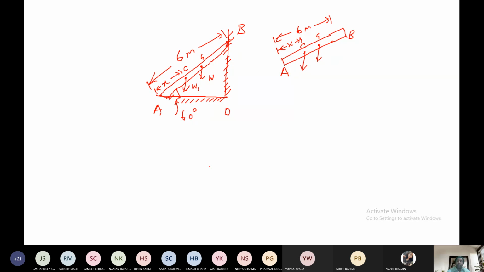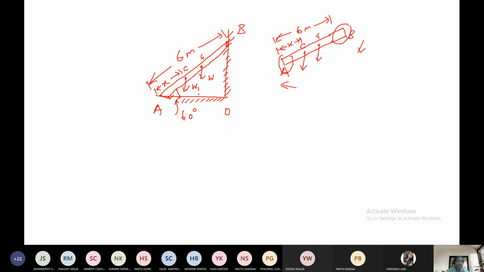What is important in the ladder problem is that you have to see the motion of the ladder, in which direction it is moving. Can you imagine the situation here? When the ladder is slipping, what will happen? This end of the ladder B will move down, and this end of the ladder A will move to this side. It is a simple concept. So when the slipping starts, it will come down and it will move to the left-hand side. This is the actual motion of the ladder.